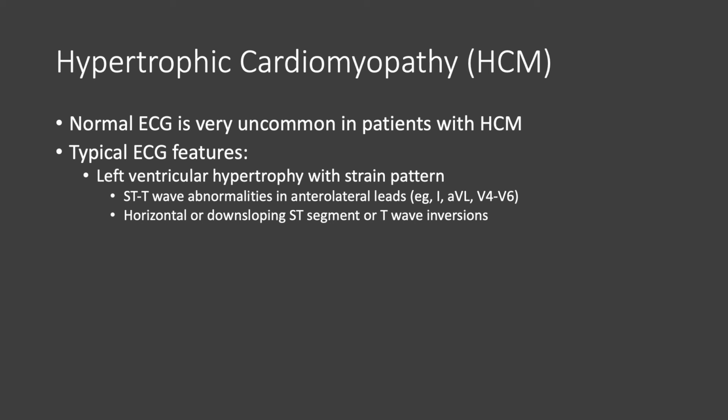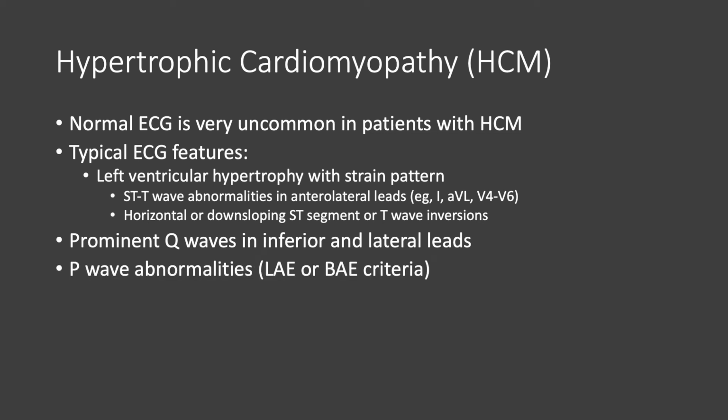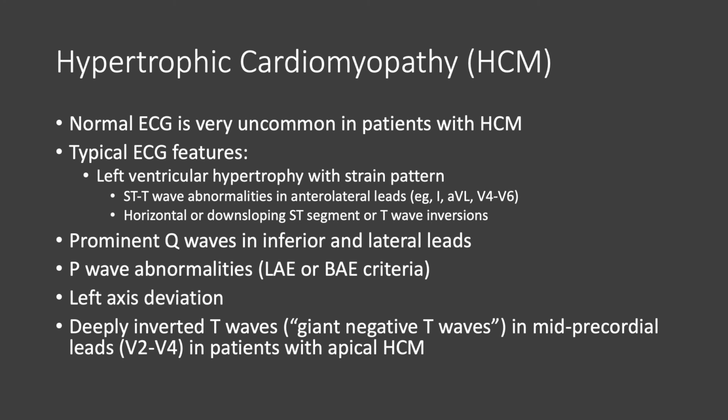Typical ECG features include left ventricular hypertrophy with a strain pattern, prominent Q waves in the inferior and lateral leads, P wave abnormalities like left atrial enlargement or biatrial enlargement, left axis deviation, and deeply inverted T waves, which are sometimes called giant negative T waves, which are often in the precordial leads.